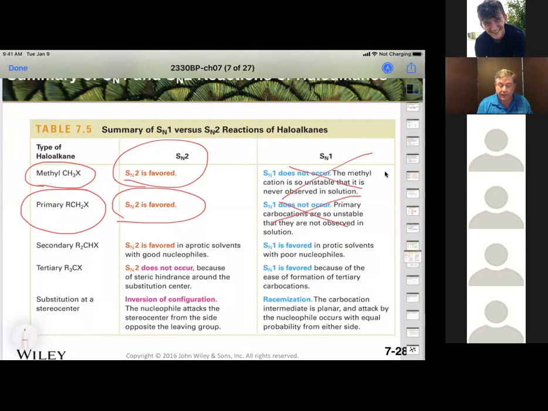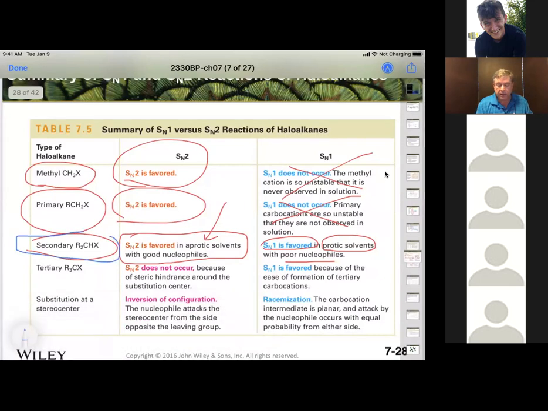The secondary, we can do SN2 in non-protic or aprotic solvents with good nucleophiles. But if we have a protic solvent, we'll form the carbocation, and then we can actually have poor nucleophiles react because it already formed that carbocation. So what we're looking for in this secondary system, I'm going to circle it separately here, is SN2 with a non-protic solvent and a good nucleophile, SN1 with protic solvents and poor nucleophiles. So that's why that one is right there in the middle.